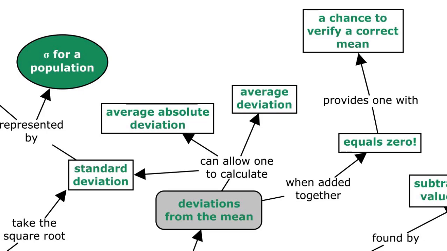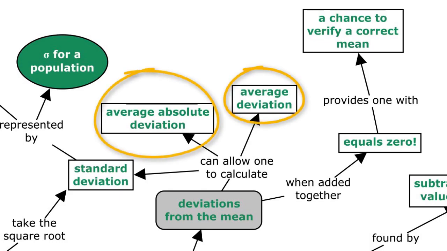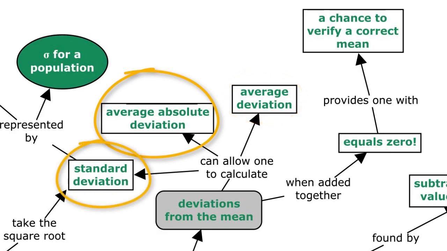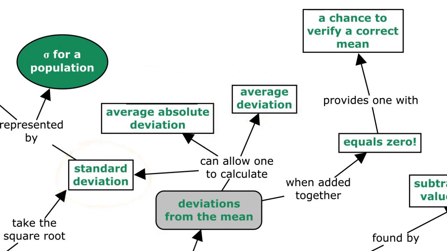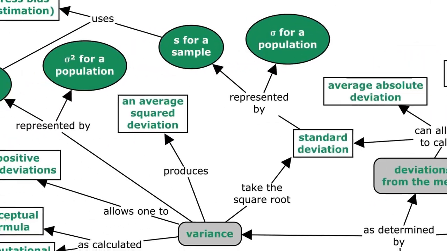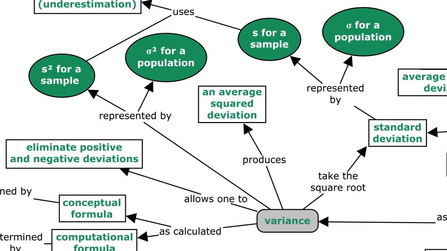In our text, we're presented with three different ways to calculate deviations from the mean: average deviation, average absolute deviation, and the standard deviation. We are going to focus on standard deviations for a number of different reasons. These reasons won't be discussed here, but suffice to say, mathematically speaking, it just makes more sense to work with the standard deviation.